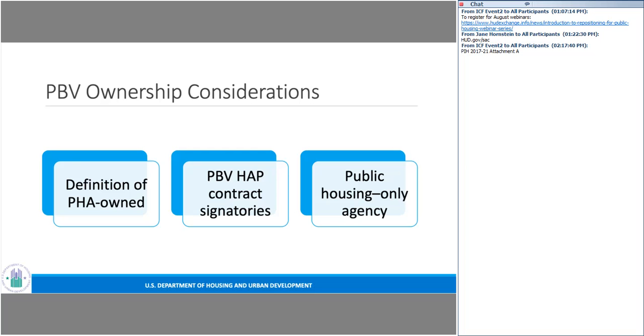And then, of course, for a public housing only agency, which we talked about a bit, you're going to have to find a voucher agency to administer your PBV HAP contract. They will apply for the tenant protection vouchers. They're going to have to award the tenant protection vouchers to your property. They have to be authorized under state law to administer voucher assistance in the location in which that project is located. And they either must have or must establish a project-based voucher program.